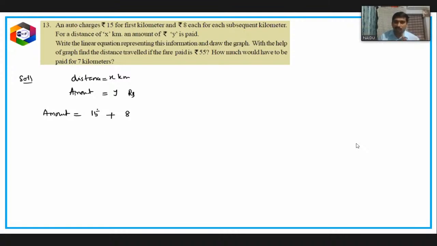So first kilometer 15 is calculated. So out of the x kilometers, the remaining are x minus 1 kilometers. And for this x minus 1 kilometers, each kilometer is 8 rupees. Is it clear or not? So this will be the total amount. The total amount is y. So 15 plus 8x minus 8. Now y is equal to 15 minus 8, which is 7, plus 8x. That's all. So 8x plus 7 equal to y, or y is equal to 8x plus 7 is the equation.